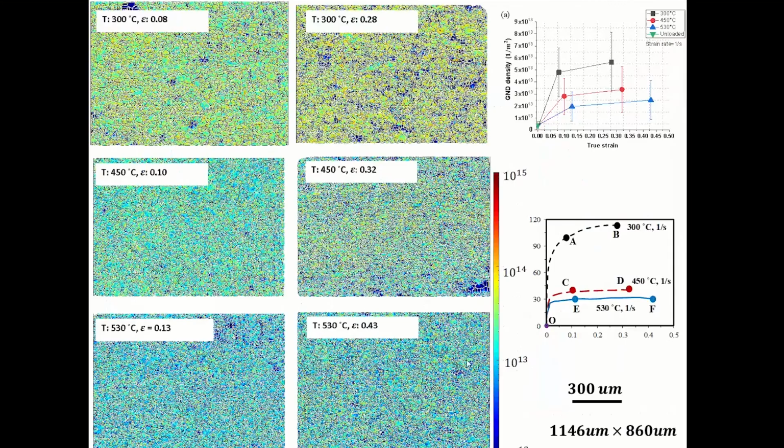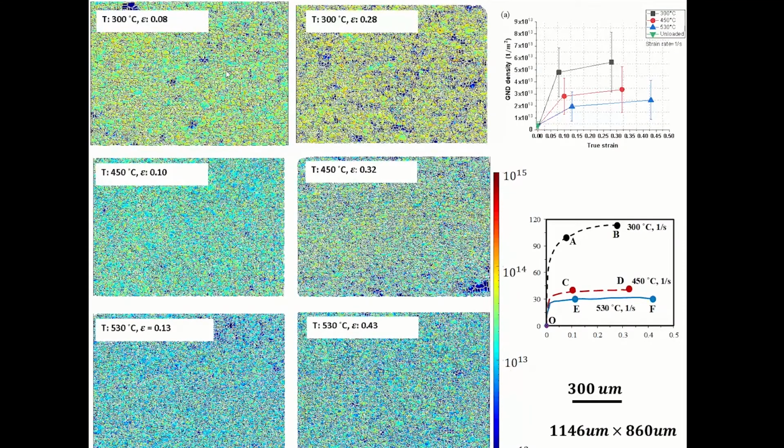Okay, so having done the Gleeble test, we examined the EBSD images of the different treated specimens. So these are the EBSD resolved geometrically necessary dislocation density maps. You could see the color of the map. If the color turns from the cold color to the hot color, that means the dislocation density increases.